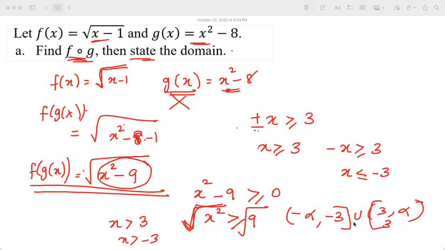Miss Priya, is there no restriction for f of x? Let me see. No, you don't have. There is a restriction on f of x.